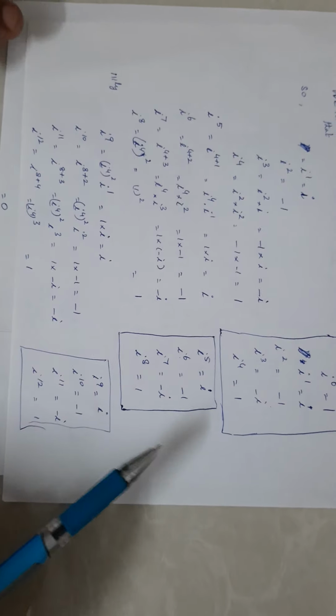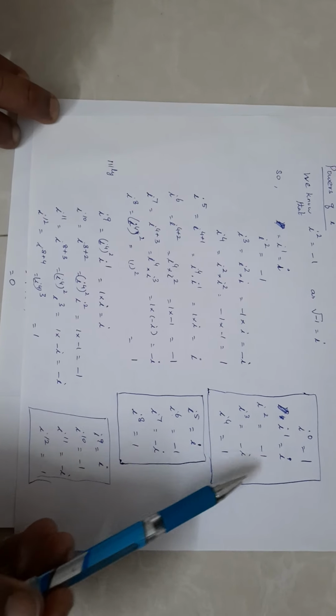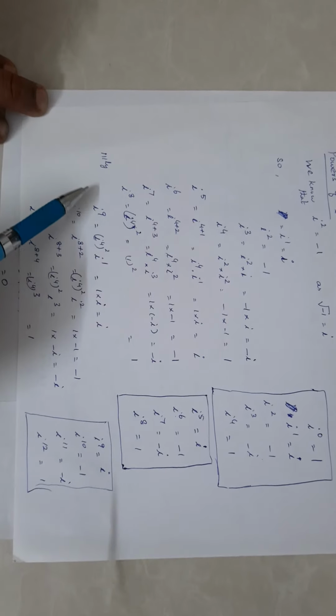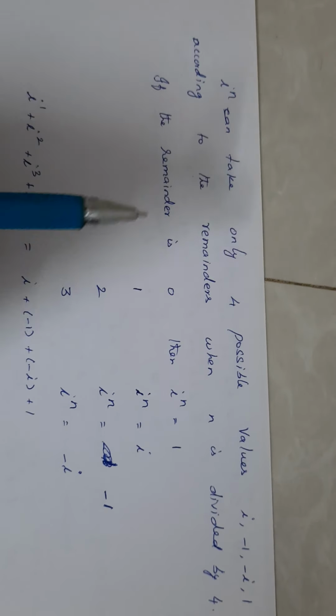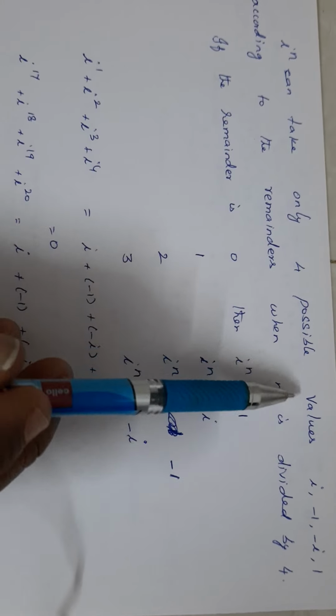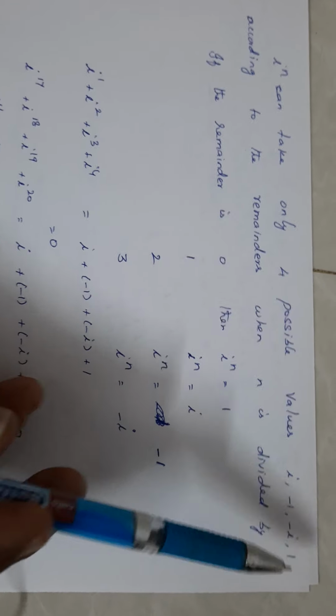So what does that imply? That whatever the power n, only 4 values will get repeated. That is I, minus 1, minus I and 1. So these 4 values will get repeated for I to the any power. So I power n can take only 4 possible values: I, minus 1, minus I and 1.